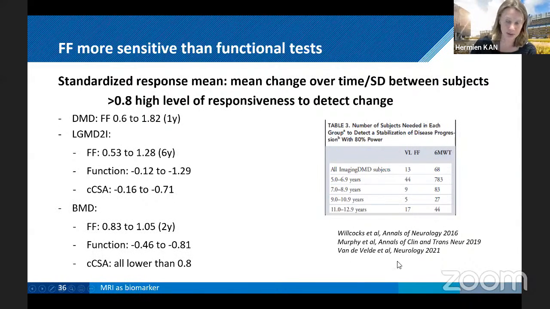We recently showed, by Nienke van der Velde, in I think it's just appeared in press, that for Becker also, the fat fraction was actually the most sensitive outcome measure. For the fat fraction, the SRMs varied between 0.83 and 1.5 over a 2-year period. For function, all these measures were actually lower. All the SRMs were lower. And for CCSA, they were also all lower than 0.8.